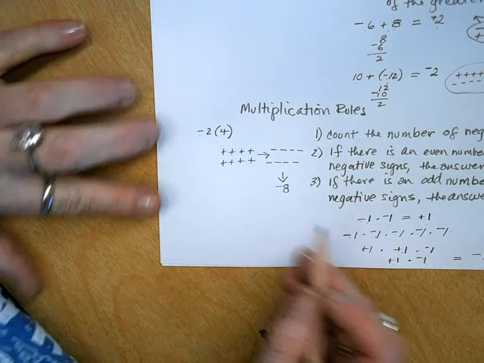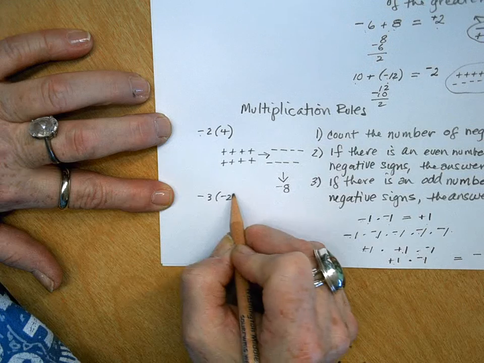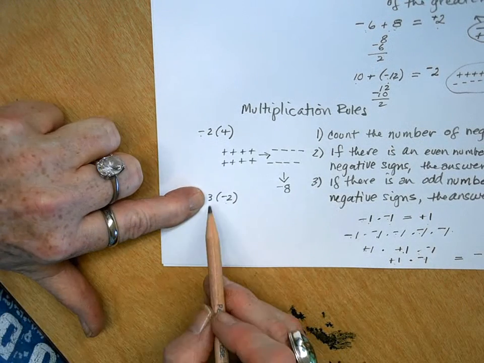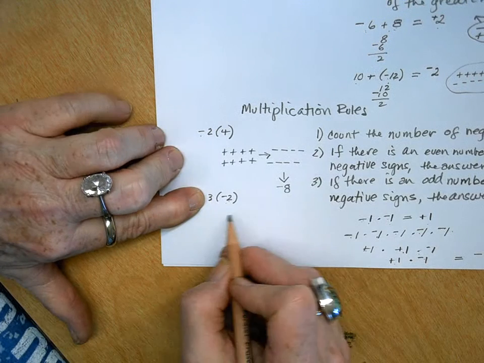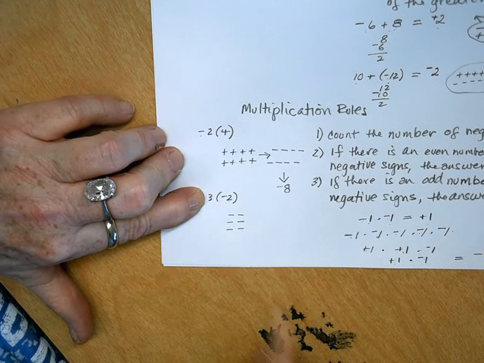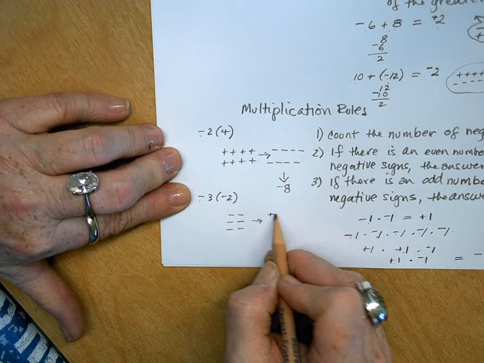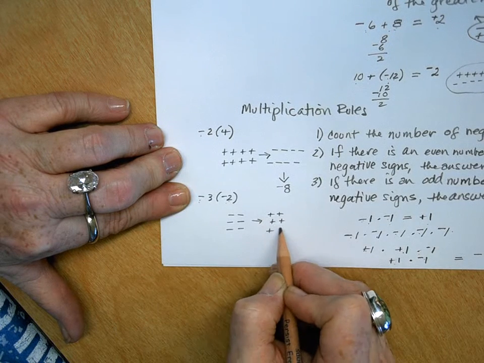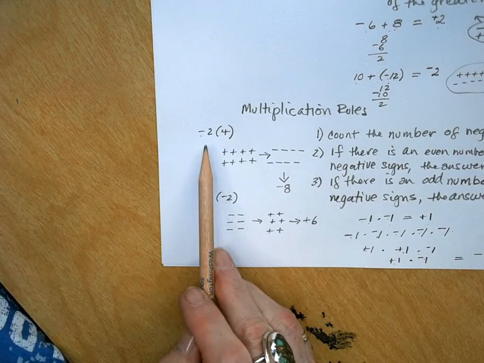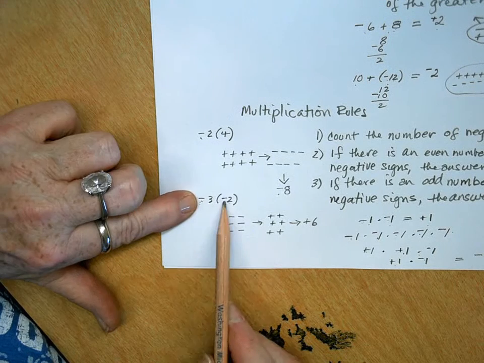Maybe I have a problem like this. Negative 3 times negative 2. I start out like that. I have 3 groups of negative 2. So there's negative 2, and negative 2, and negative 2. This means take the opposite of that. So these change to positive 2, which is positive 6. So in this case, I had one negative sign. My answer ends up being negative. In this case, I have 2 negative signs.